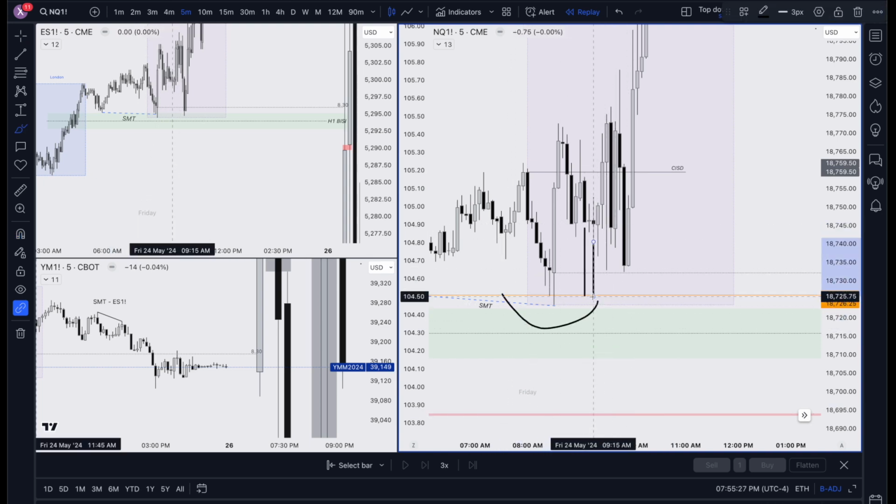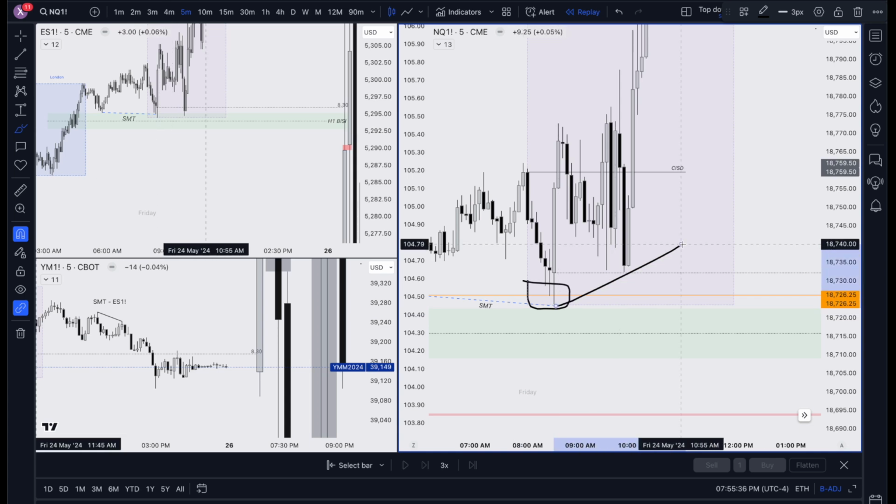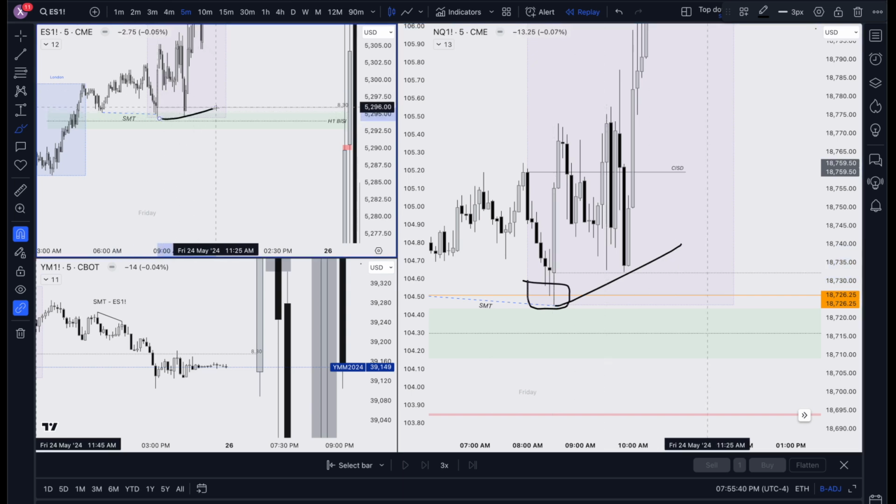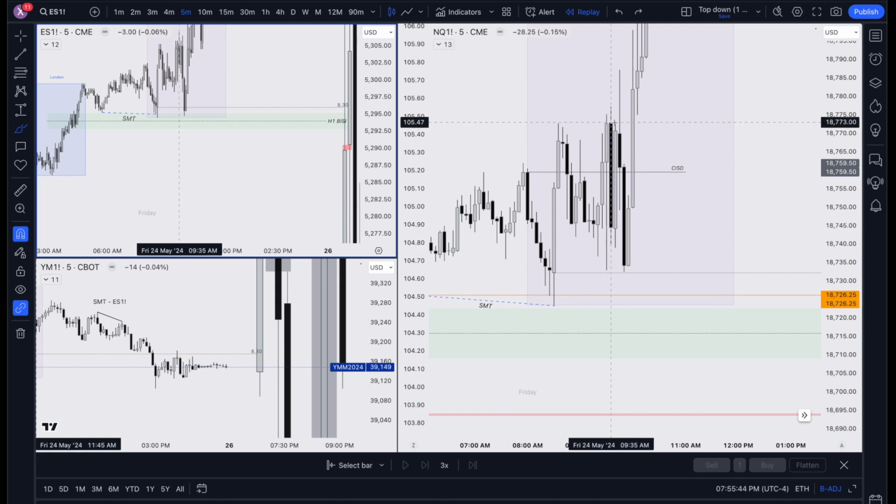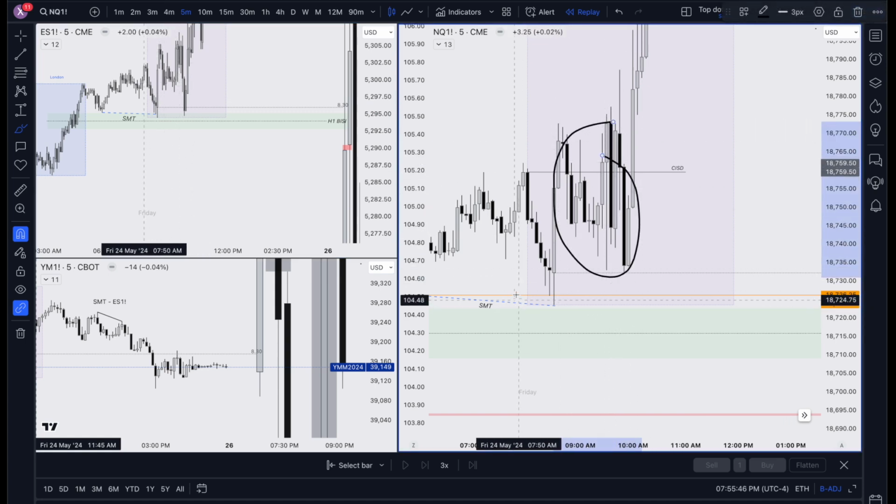Price may come into here. This is what Romeo teaches as a swing failure. You have a turtle soup, and then a turtle soup is almost always accompanied by a swing failure. Almost always. Look at ES. Almost always accompanied by a swing failure, because this is where price will now induce, and this is the protected low.